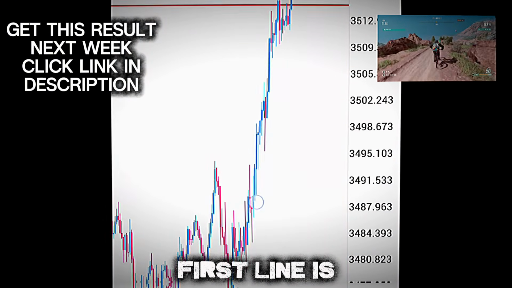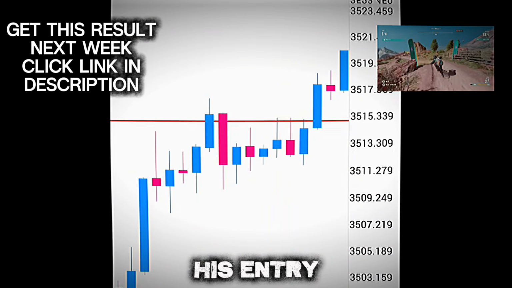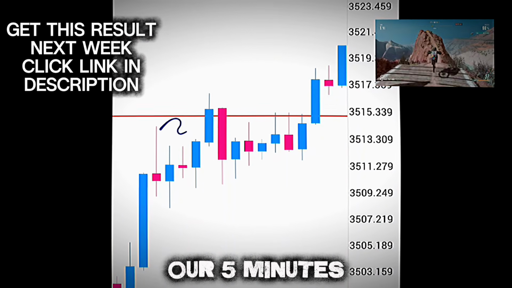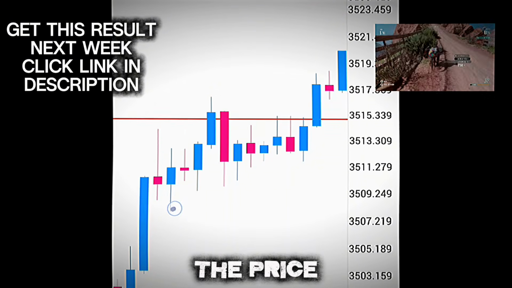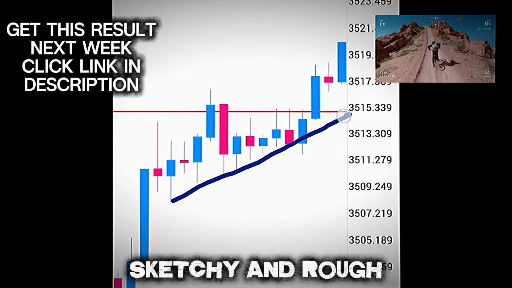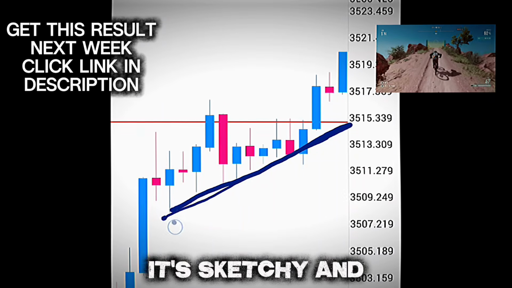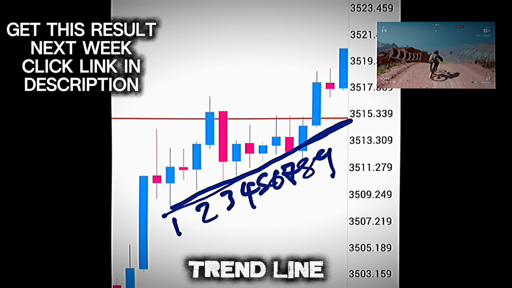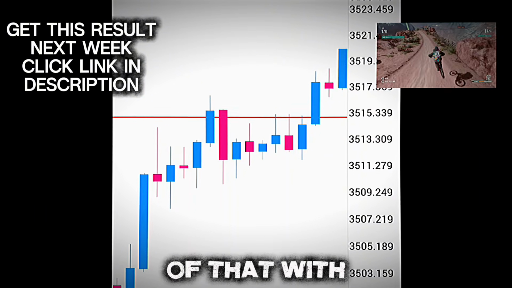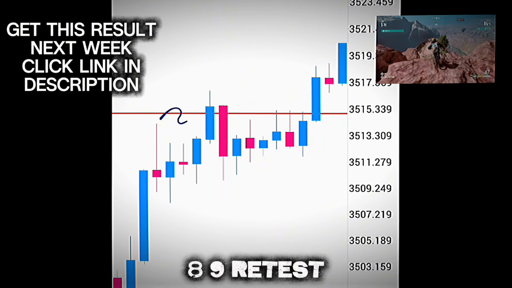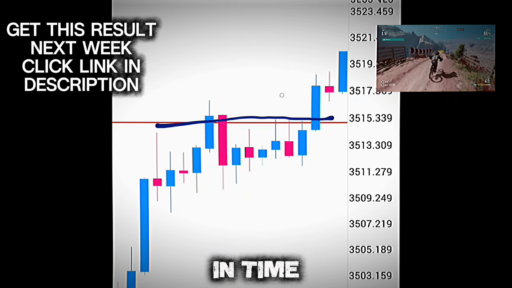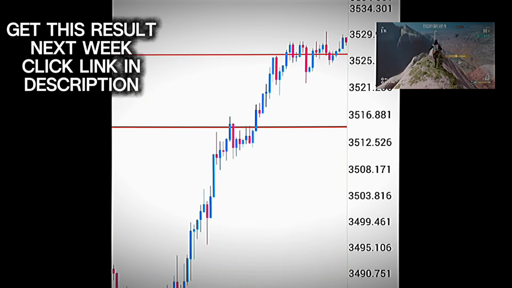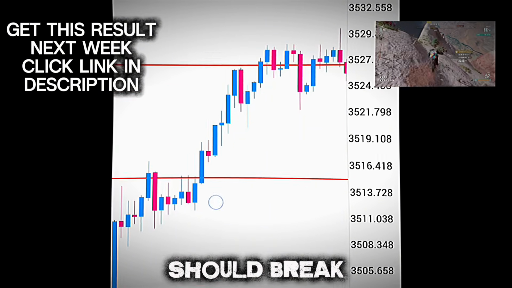So basically, the first line is entry, and if you look at our 5-minute entry there, you see that the price action here is somehow sketchy and rough. You can see that it was giving us something like an upward trend line and the likes of that, with multiple retests, up to like 8-9 retests at this moment in time. So what do you want to expect? What you want to expect is that price should break out from this point.